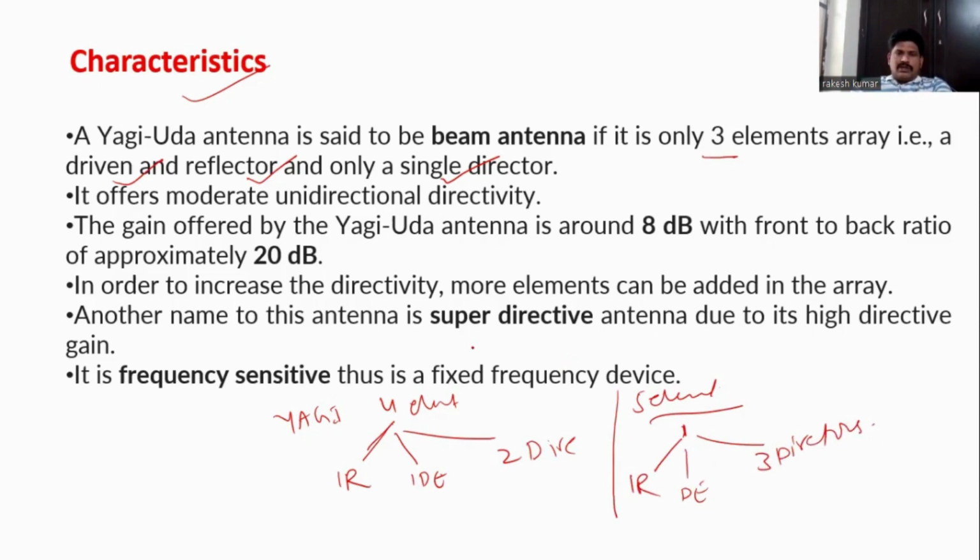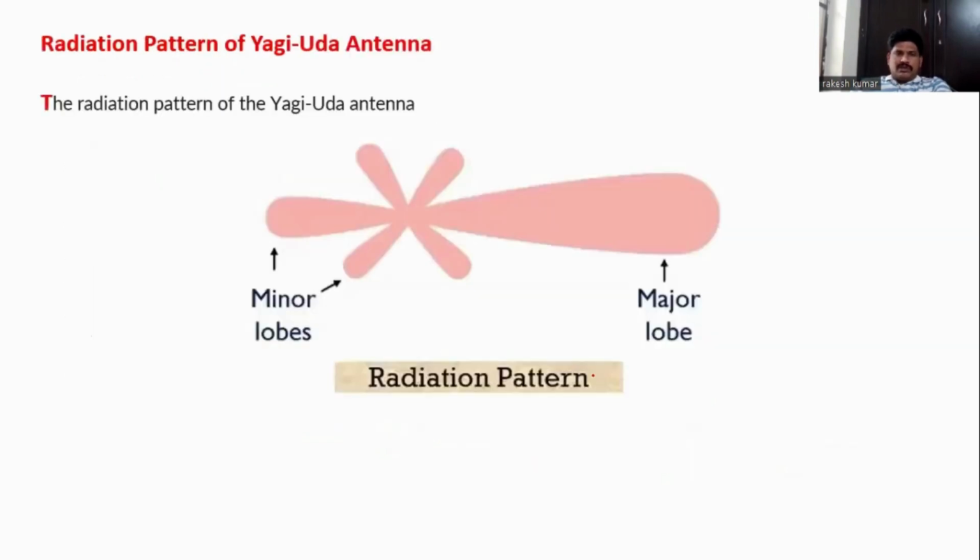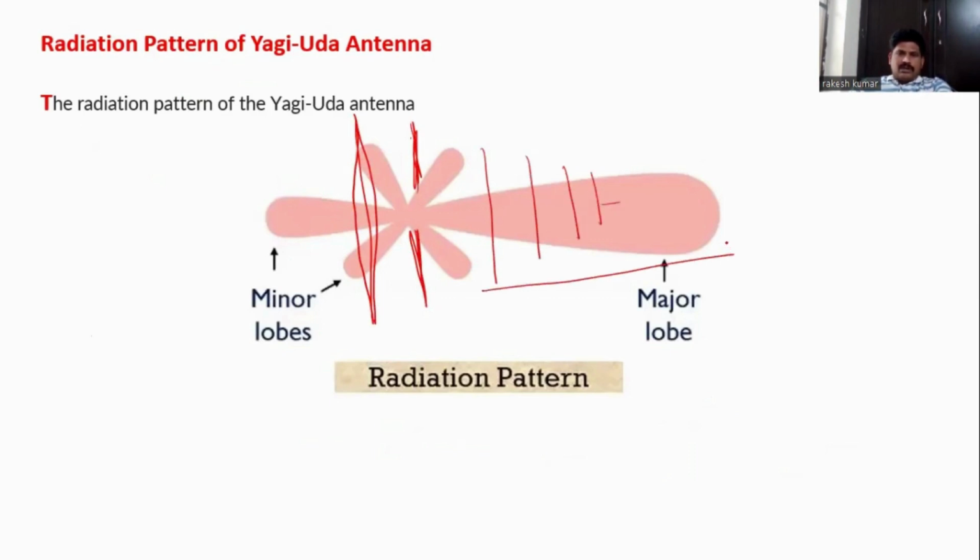In order to increase the directivity, more elements can be added. Another name of this antenna is superdirective antenna, which is highly directive. It is frequency sensitive, that is, fixed. This is the radiation pattern. If I draw the diagram, this is my driven element, this is my reflector, and these are my directors. The maximum radiation is along the directors, and minor lobes are along the reflector. Whatever radiation is absorbed will be forwarded in the direction of the directors.